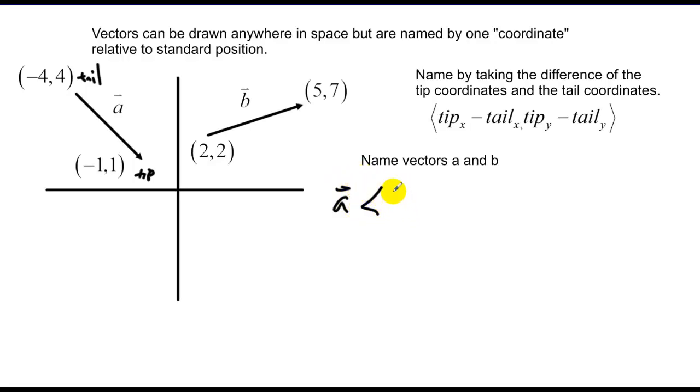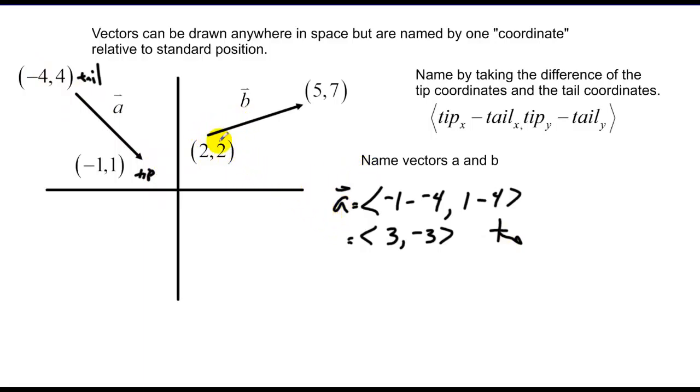So the tip in this case for the x is -1, and the tail for the x is -4, and then the tip for the y is 1, and the tail is +4. And when I do that subtraction, I end up with a +3 and a -3. And if I were to graph +3, -3, I'd end up with a vector pointing down in the 4th quadrant. And that's exactly where this one looks like it's pointing. So I must have done that calculation right.